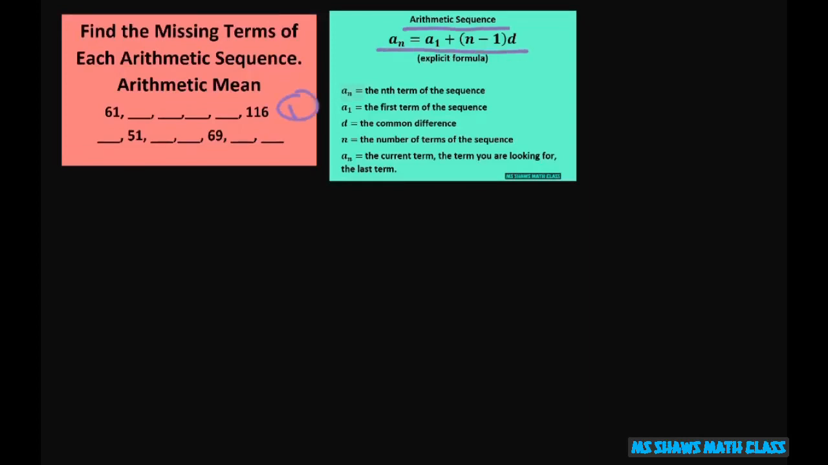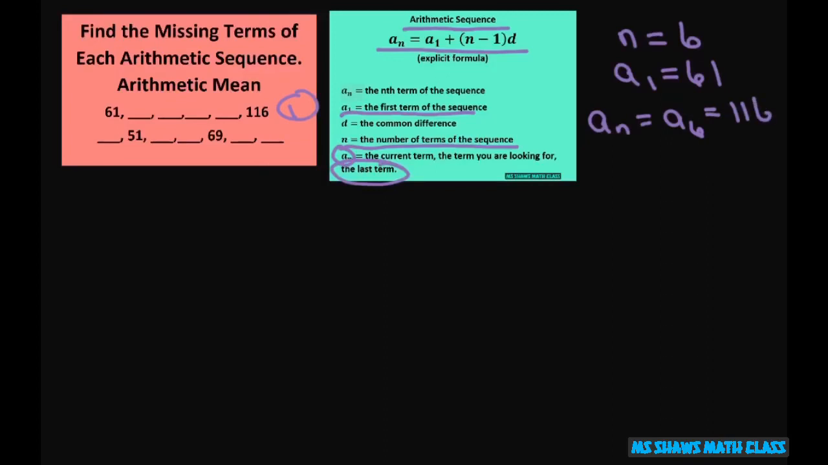So for the first one, the first thing we notice is that there are 1, 2, 3, 4, 5, 6 terms. So for that one, we're going to have n equals 6. Our first term is 61, and our last term, remember, this is also known as the last term, which in our case is the 6th term, equals 116. All right, so now we're going to solve for our common difference and then just fill everything in.